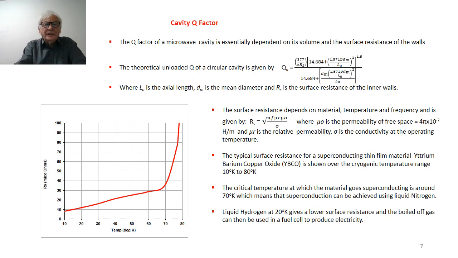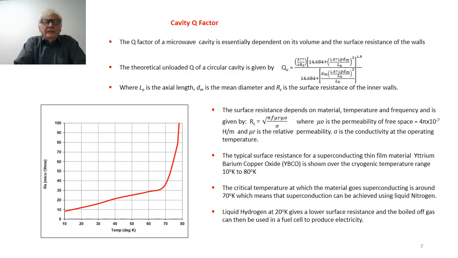We've seen that the cavity Q factor is important in determining the thrust from an EmDrive cavity. The thrust, specific thrust of a cavity is indeed directly proportional to the Q. And the Q itself is dependent on the cavity volume. So the Q goes up as the volume goes up, and on the surface resistance of the walls.